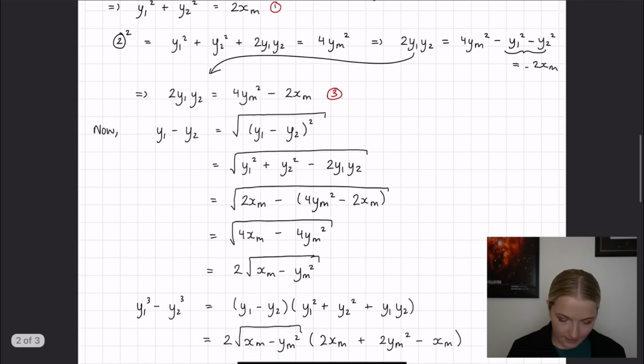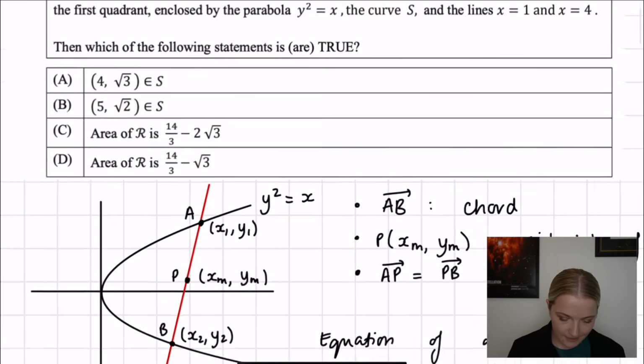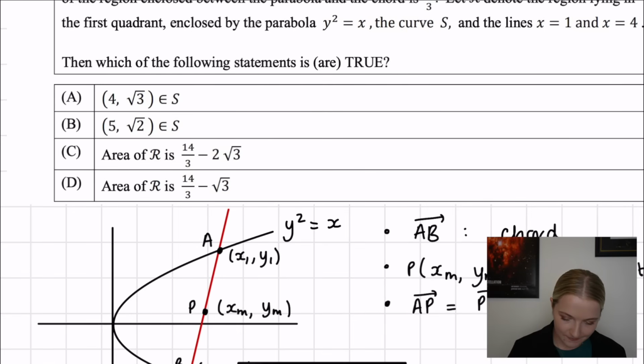So let's look back at the question. Was that in the answer? It is. It's right there. Amazing.